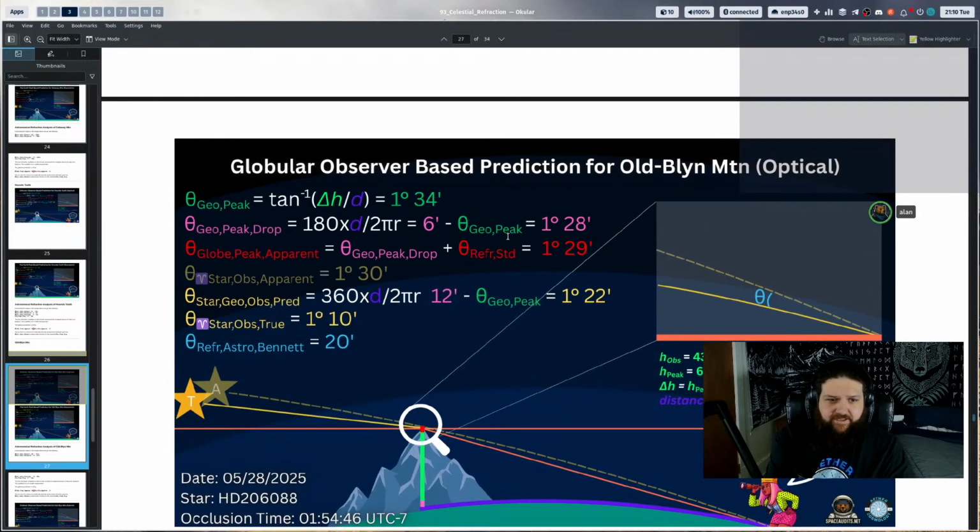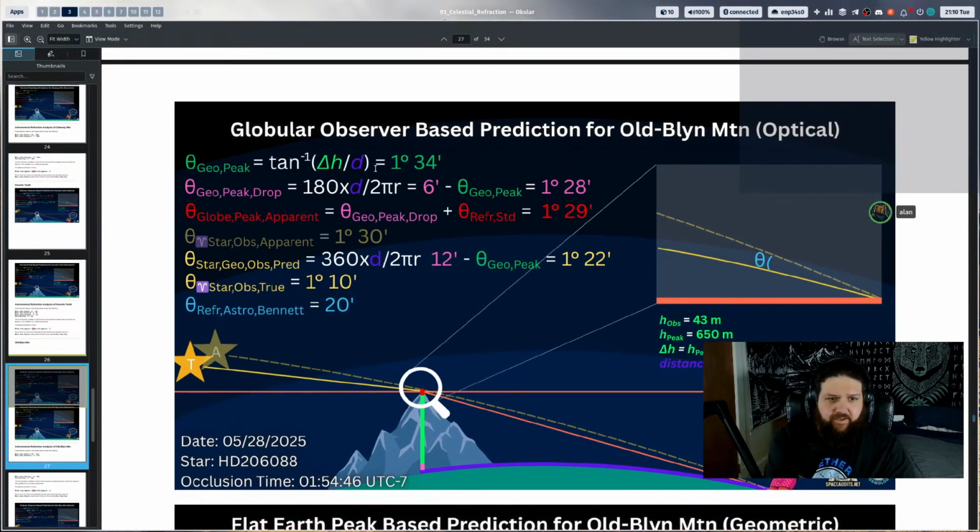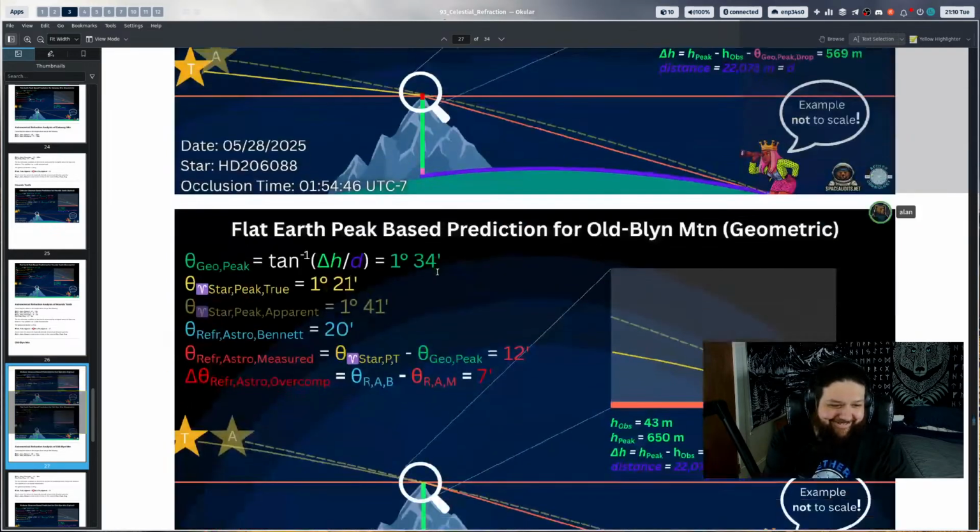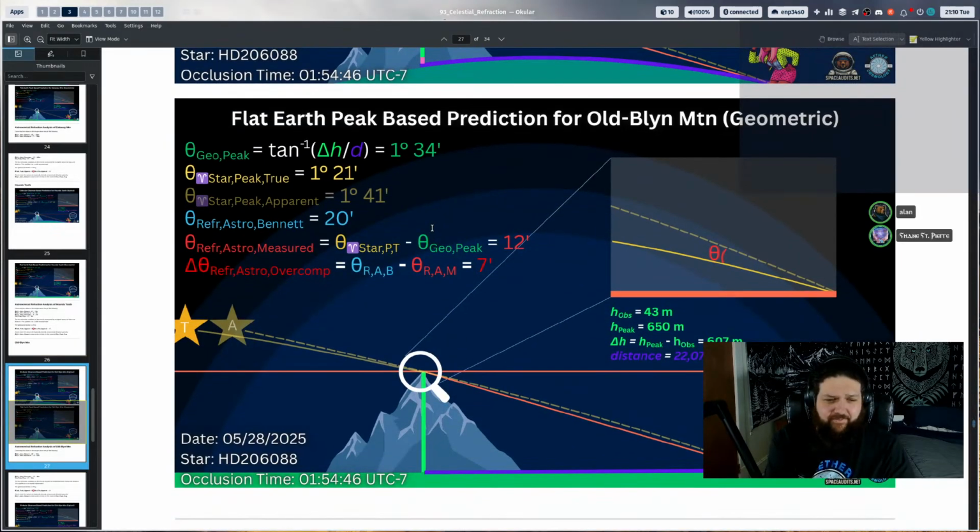All right, so old Blinn Mountain here. This is Jesse's measurement. Giving rise over run to the peak gives 1 degree, 34 arc minutes, giving a minus 6 arc minutes for the globe, giving 1 degree, 28 arc minutes for their final prediction there, 129 with the terrestrial refraction, which isn't accounted for. And the star's position was at 130 apparent. Oh no, they exceeded their occlusion. Sucks. I was hoping they could get 1.